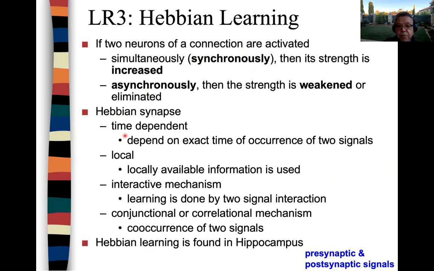So the Hebbian synapse is time dependent. It depends on the exact time of occurrence of the two signals. It is local. Locally available information is used. You don't go very far. And it is an interactive mechanism, so learning is done by two signal interaction. It's a conjunctional or correlation mechanism, co-occurrence of two signals. And the Hebbian learning rule is found in the hippocampus, in part of the animal brain, which is the presynaptic and the postsynaptic. So you talk here about presynaptic and postsynaptic weights.